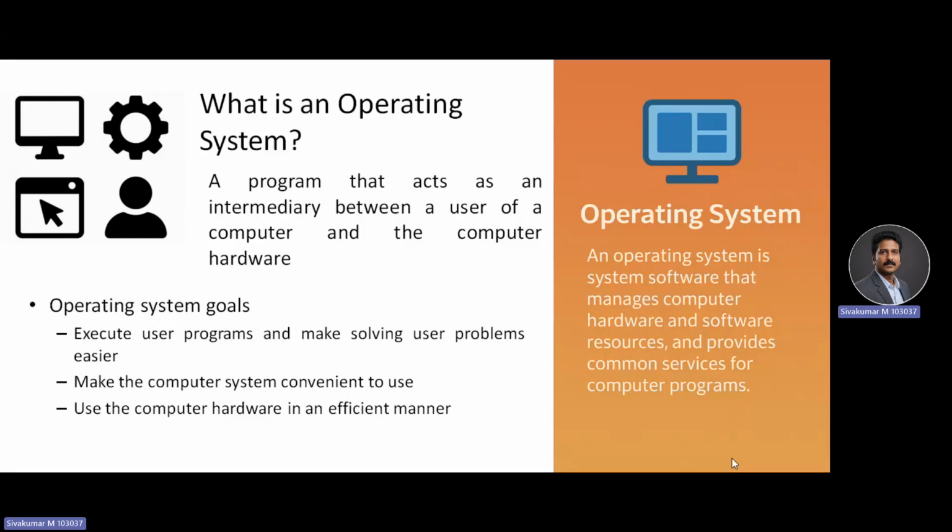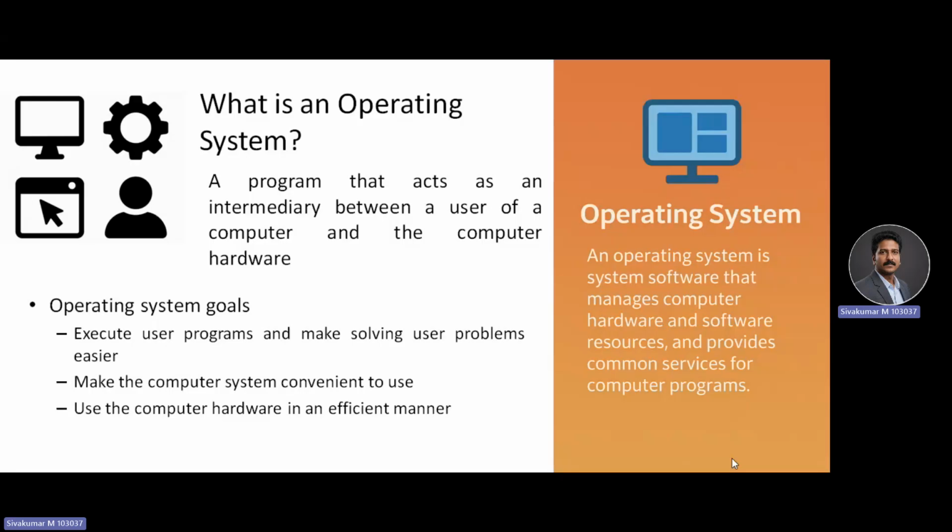Hi everyone. In this session, we are going to discuss what an operating system is. An operating system is a program that acts as an interface between the computer user and the computer hardware. The main goals of an operating system are that it executes user programs and makes solving user problems easier. It also makes the computer system convenient to use. It also uses the computer hardware in an efficient manner.